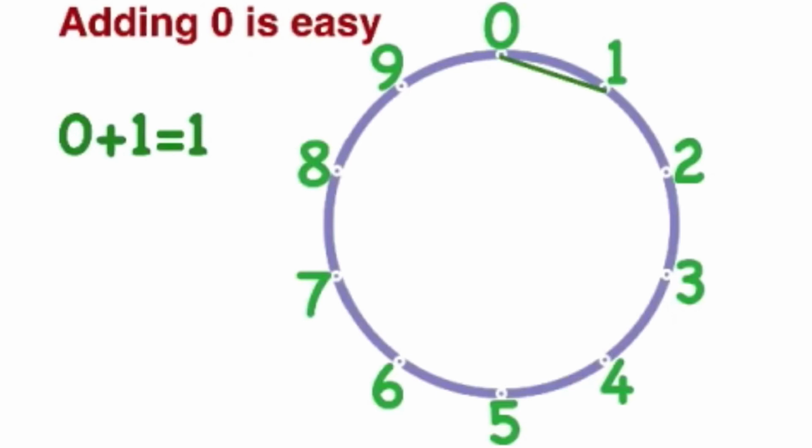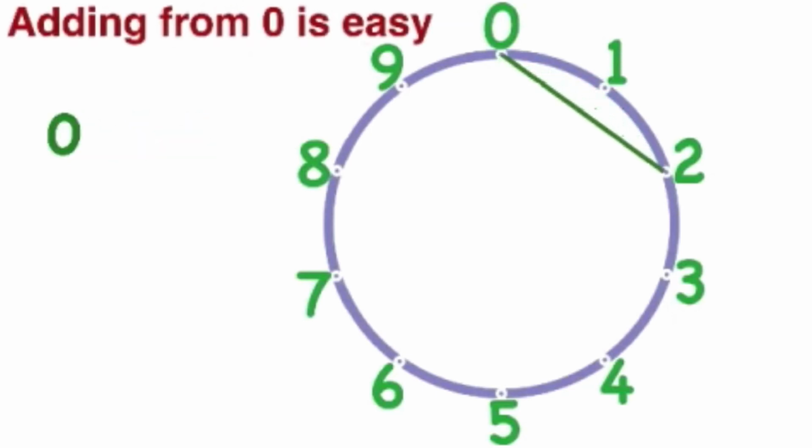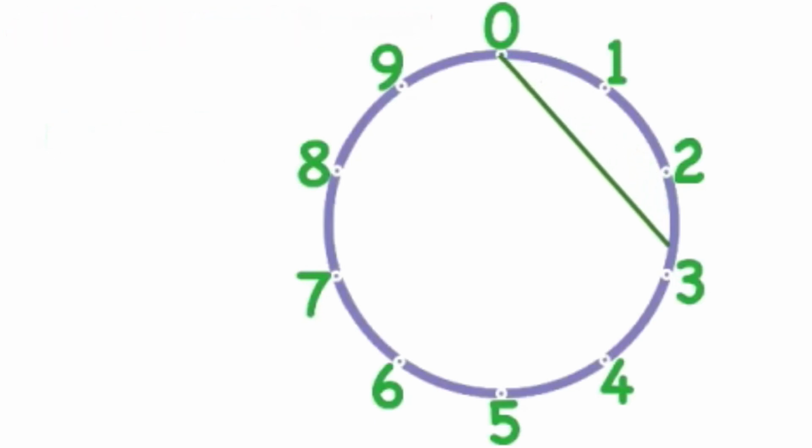Here, 0 plus 1 equals 1. And moving the line to 2, adding 0 to 2 is still 2. Really easy. 0 helps us when we start adding bigger numbers, and it'll also help in subtraction. And now we are adding 0 to 3, and of course the answer is 3.